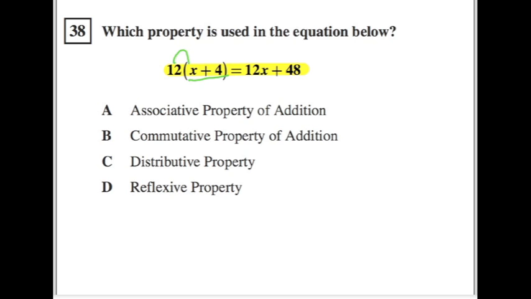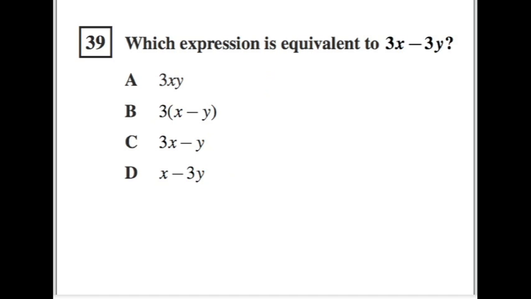So we're actually going to go 12 times x, which gives us 12x, and 12 times 4, which gives us 48. So we knew this. We know how to do this. But what is this called? Well, let's see. Is it associative property of addition? No. Is it commutative property of addition? No. Is it distributive property? Yes. Reflexive property, I don't even know what that is, so I don't think so. But distributive property is what we use to figure out this, and it was really easy to figure out because of what our answer was. When it gives us the answer, then we know how we got that and how we should have gotten it.